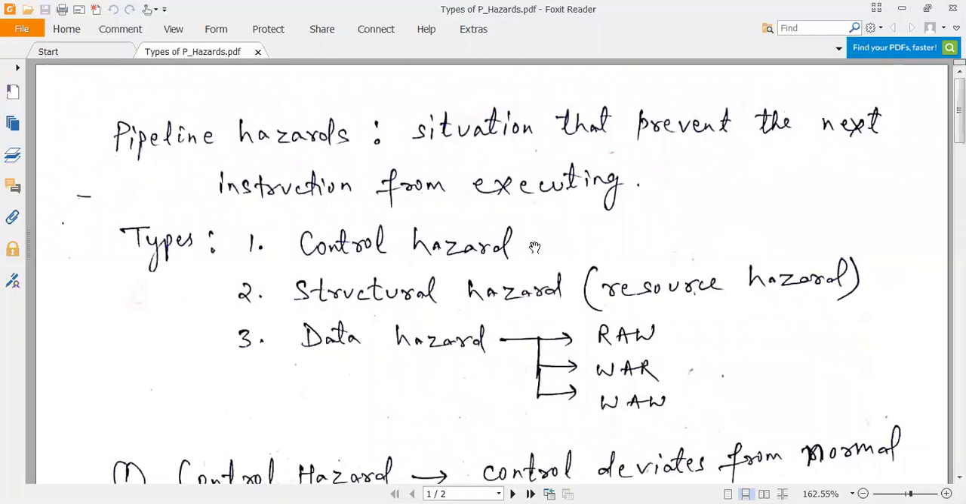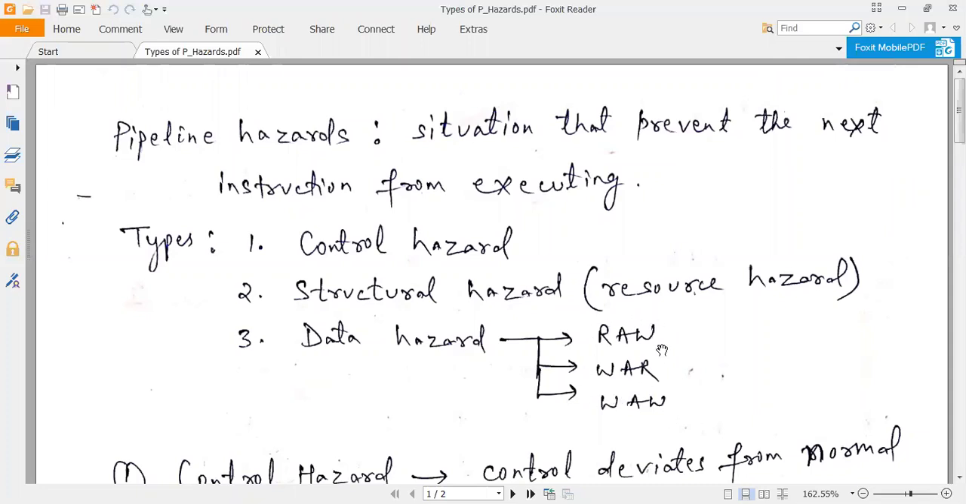So there are three types of pipelining hazards. The first one is control hazard, the second one is structural hazard, and the last one is data hazard. This structural hazard is also known as the resource hazard. And there are three types of data hazard: RAW, read after write, WAR, write after read, and WAW, write after write. Please note, we will discuss this in detail in this lecture only.